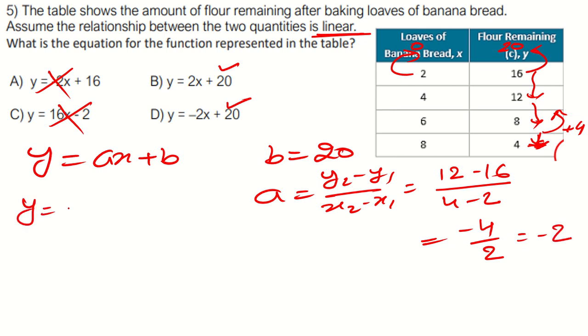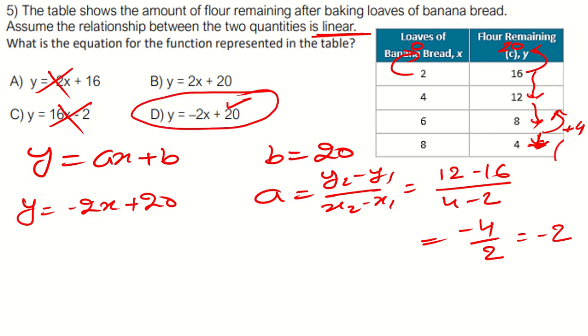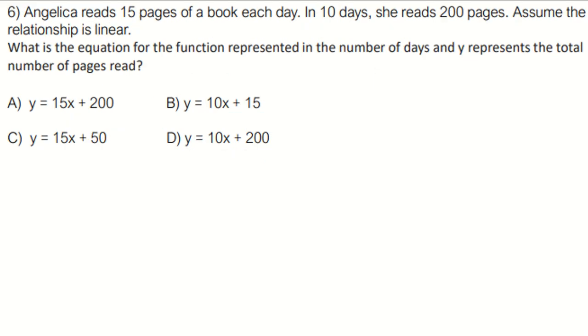So y is equal to minus 2x plus 20 will be the answer. Not this one, minus 2x plus 20, this one. Okay. Now, next is Angelica reads 15 pages of a book each day.